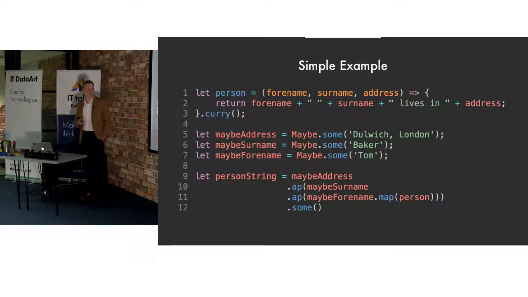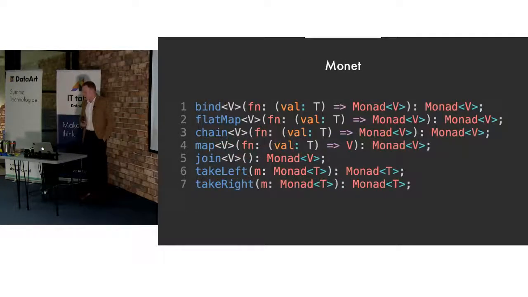And sometimes such a way of writing code is really simpler and more useful. For example, there are some default methods you can use. You can use bind, flat map, chain map, join, take left. You can see just the interface of them.